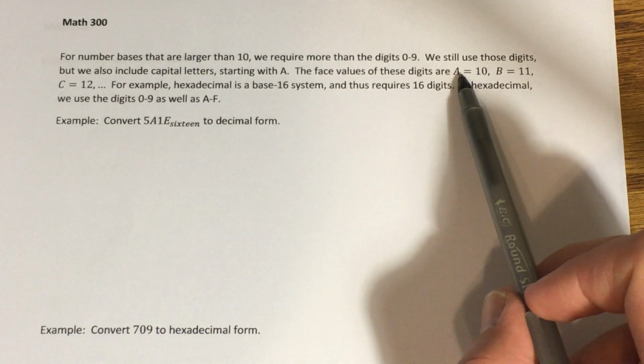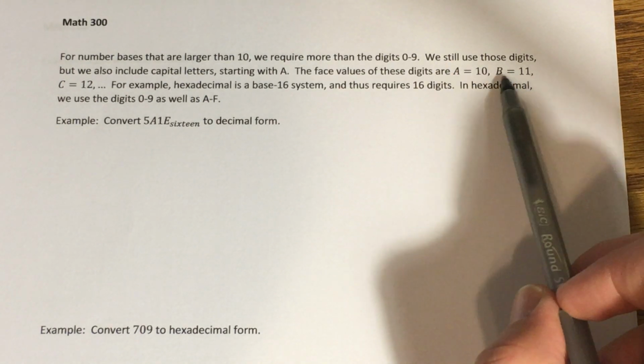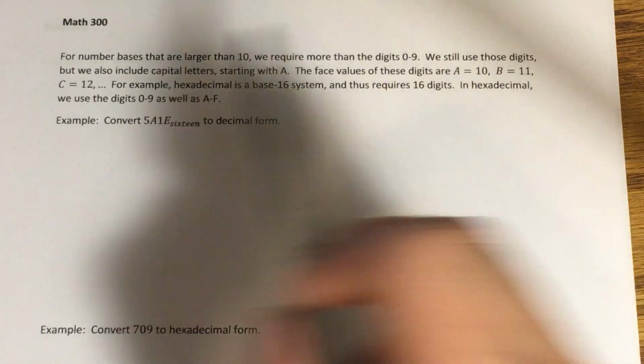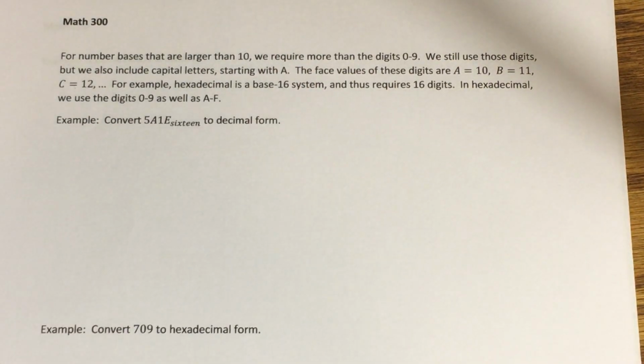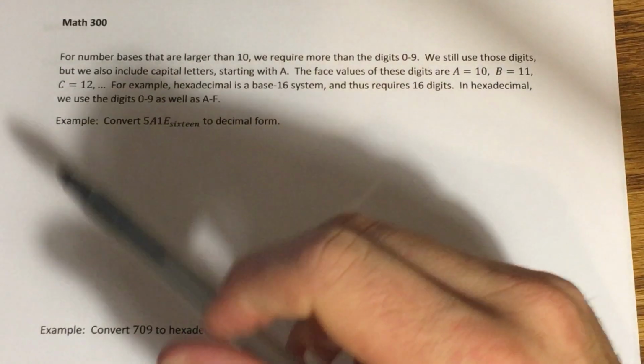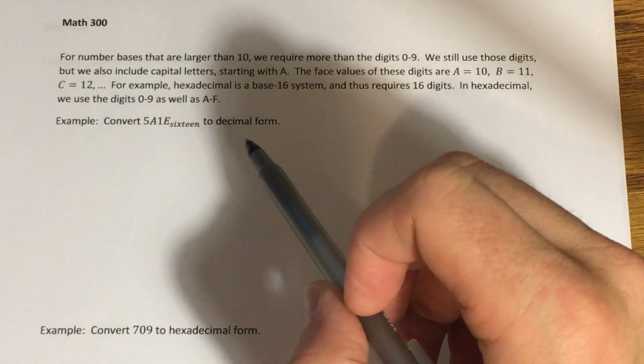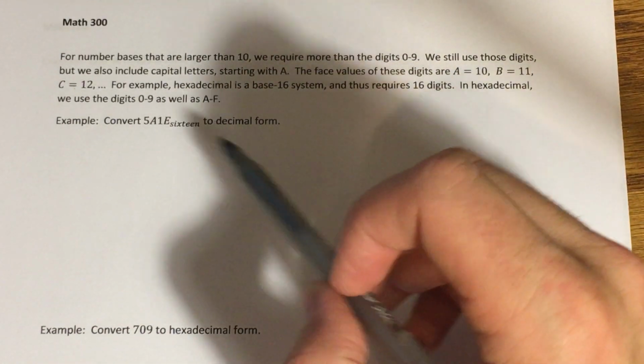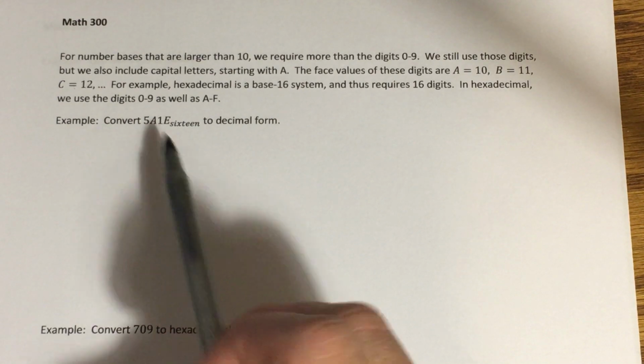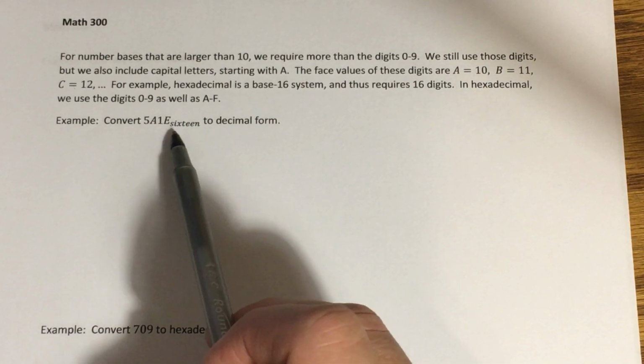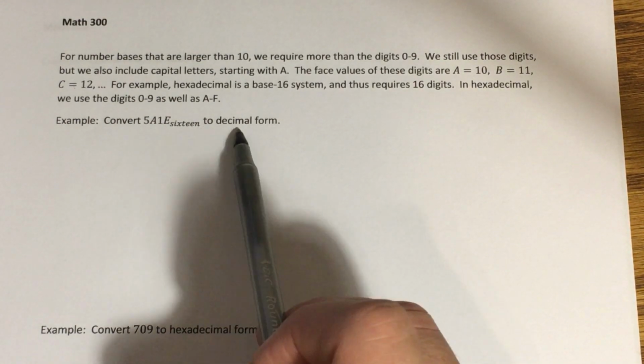So A is going to have a face value of 10. B is going to have a face value of 11. C is going to represent 12, and so on. Okay? So with that in mind, let's think about how we would work in such a system. Let's suppose I'm given this number, 5A1E in base 16. I want to convert that to decimal form.